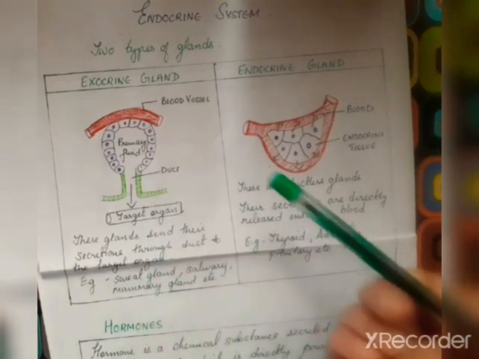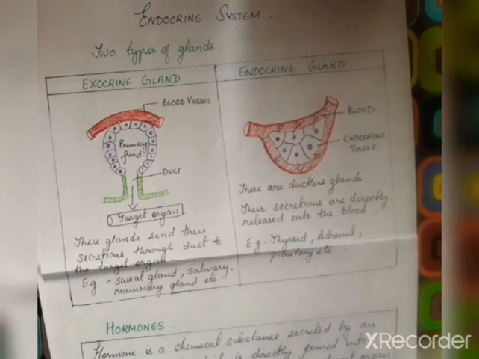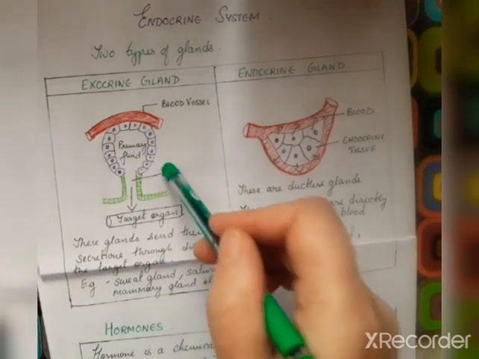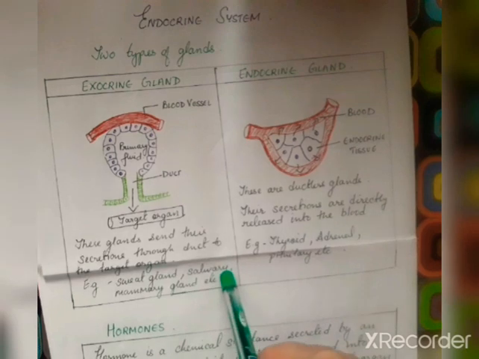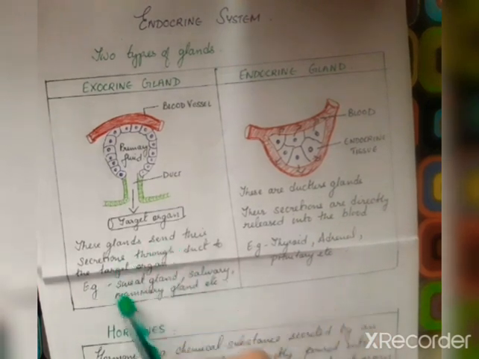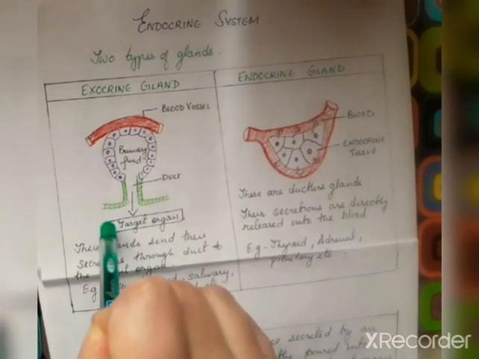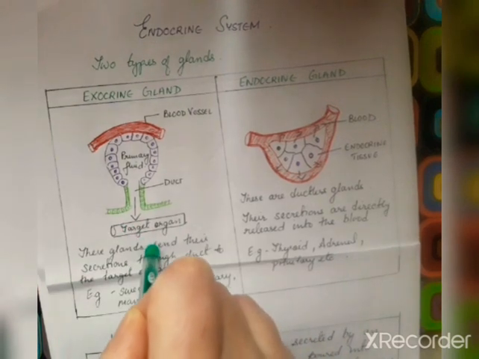Examples of exocrine glands are sweat glands, salivary glands, mammary glands, and so many other glands. You know what a sweat gland secretes? It secretes sweat, isn't it? The salivary gland secretes saliva, the mammary gland secretes milk. So all this secretion flows through a duct, and it goes to that organ where it has to perform its function accordingly.